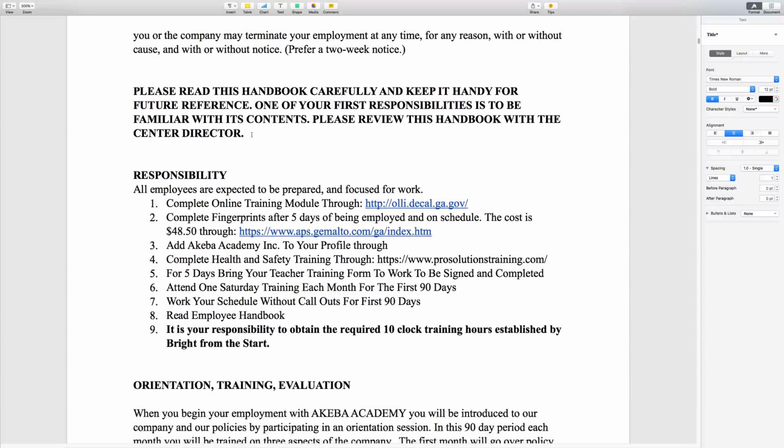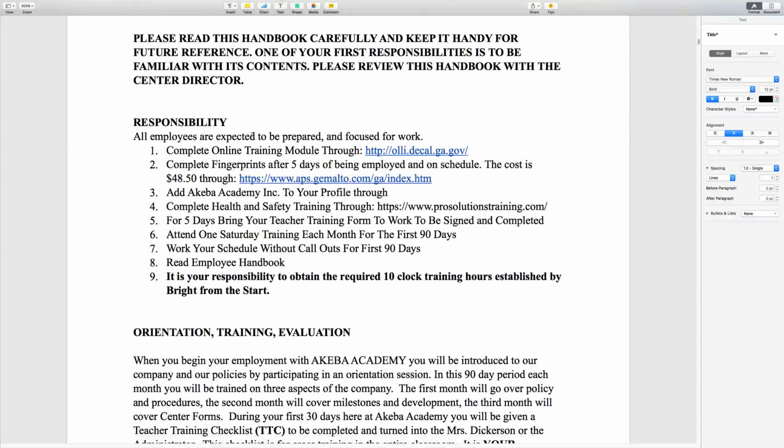Now, we do ask that the employees read the handbook carefully, because now it's going to go into what their responsibility is. This is responsibility level 1. All employees are expected to be prepared and focused for work. So I walk them through the first 8 steps to being responsible for their role. What they'll need to do in order to make sure that they have everything in place, from the training modules to the fingerprints to creating a profile to completing their safety training, how to bring the forms, how many days they have to bring the teacher training form, what their training will look like, and how they will attend at least one Saturday training each month for the first 90 days.